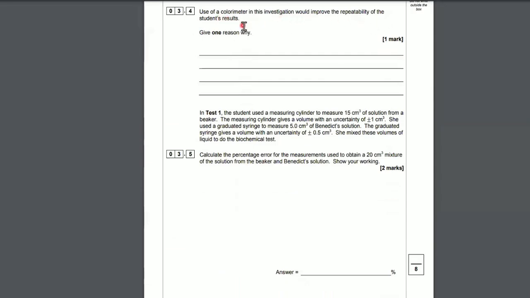3.4, use of a colorimeter in this investigation would improve the repeatability of the student's results. Why? So what does a colorimeter measure? It measures absorbance, or you can set it to measure transmission.